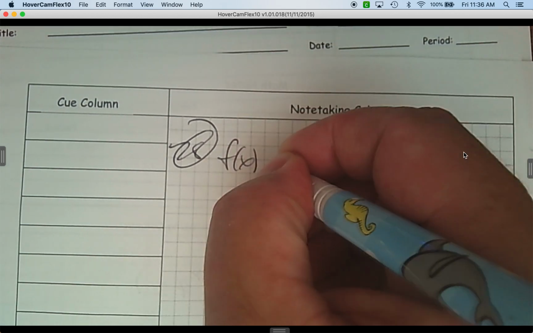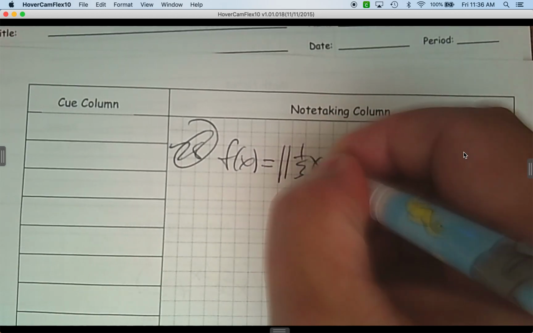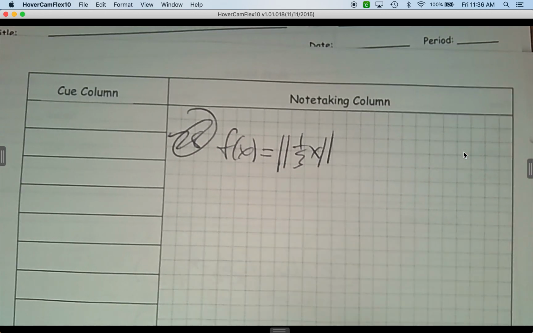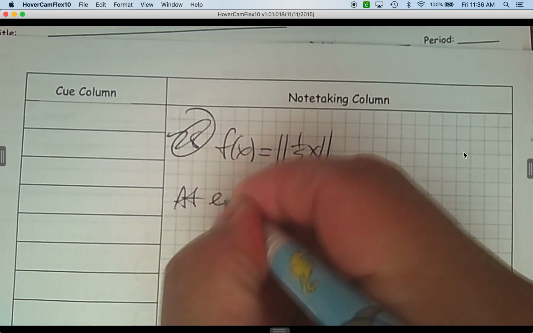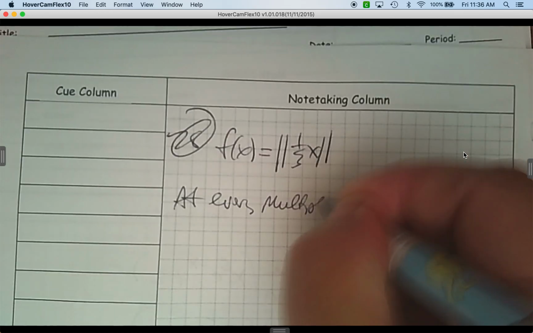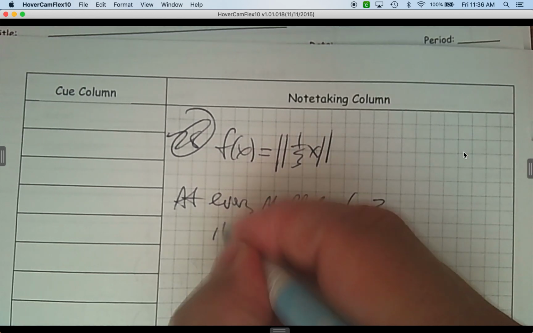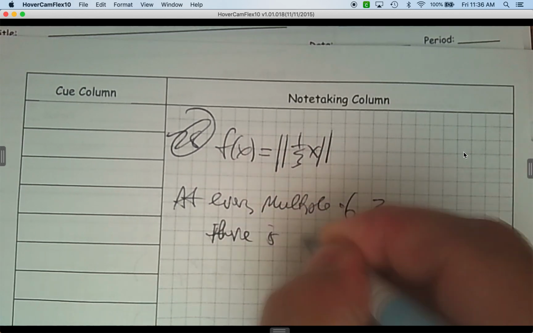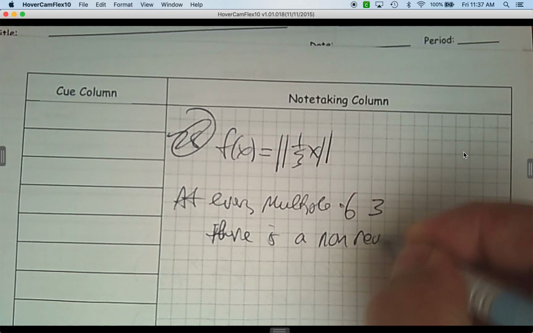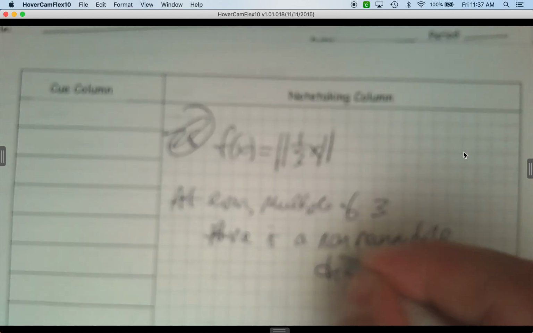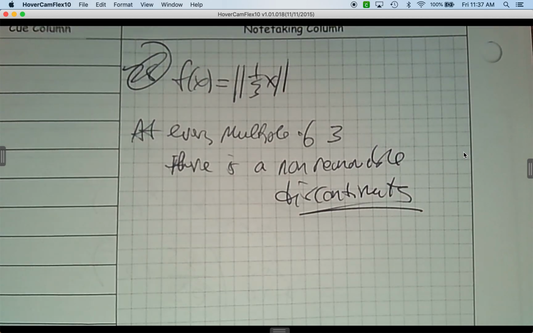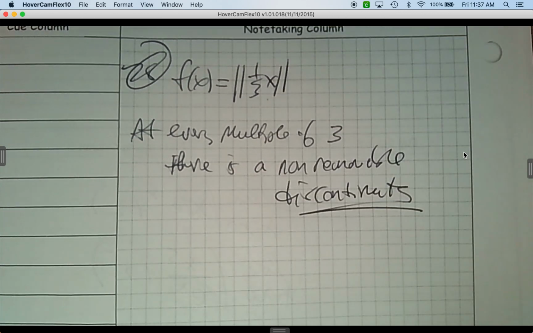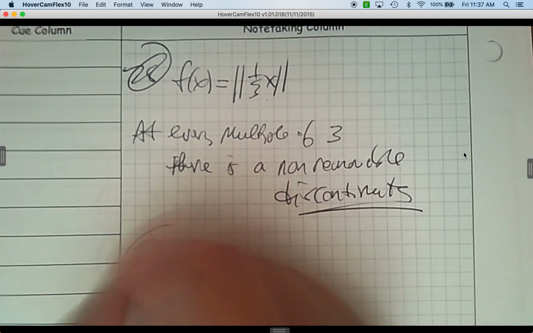Here we have a step function. So what have we learned about these step functions? Integers, there's jumps. So what x value creates integers? So at every multiple of 3, there is a non-removable discontinuity because the limit doesn't exist there. So every multiple of 3, it creates an integer, which then creates a jump in the graph. And it's non-removable because at a jump, the limit does not exist. 29.